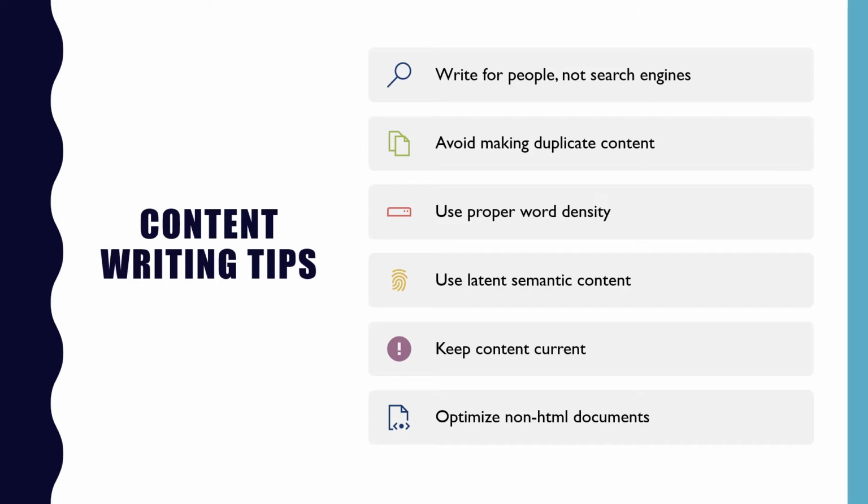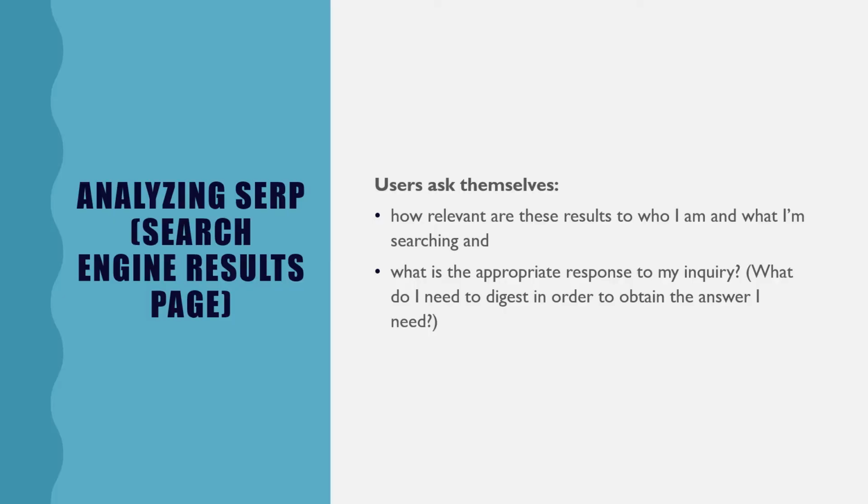Avoid making duplicate content and just repeating the same content or duplicating content from other pages. Use proper word density. Use latent semantic content. Keep content current. You don't want your content to be outdated. Optimize non-HTML documents. Next, we're going to take a look at analyzing SERP, search engine results page.